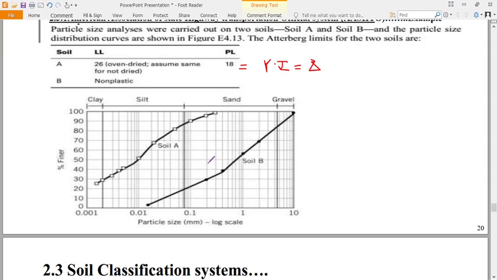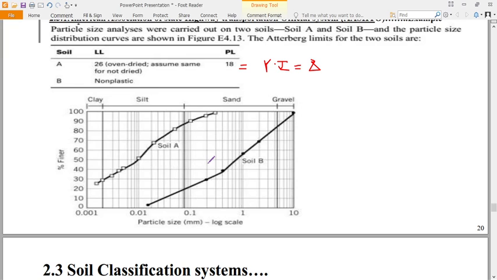Now the percentage passing for material A is 88. So when you come back to this table, step 1 is to determine the percentage passing sieve number 200. For material A, it is 88. Now 88 is greater than 35%. Therefore, this is a fine-grained material. Now let's go to material B.